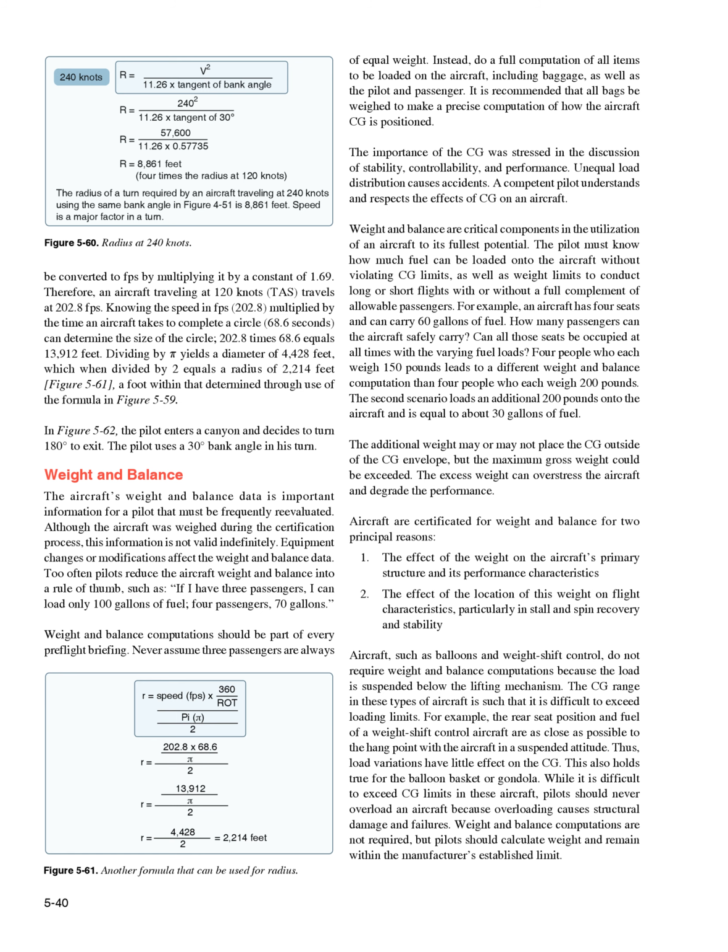Unequal load distribution causes accidents. A competent pilot understands and respects the effects of CG on an aircraft. Weight and balance are critical components in the utilization of an aircraft to its fullest potential. The pilot must know how much fuel can be loaded onto the aircraft without violating CG limits, as well as weight limits, to conduct long or short flights with or without a full complement of allowable passengers.